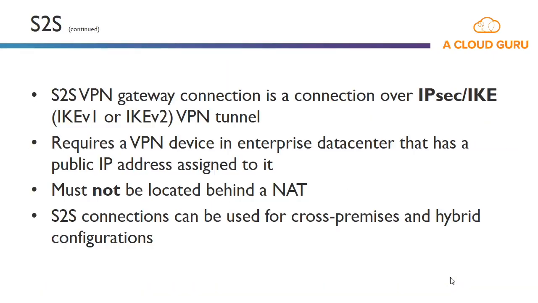If we look at some of those specifics, you definitely need to know for the exam, a site-to-site VPN gateway connection is a connection over IPsec/IKE. That's IKE version 1 or version 2. It requires a VPN device in your enterprise data center that has a public IP address assigned to it. It cannot be located behind a NAT, and site-to-site connections can be used for cross-premises and hybrid configurations. If you definitely take one thing away, remember those 4 points for the exam.